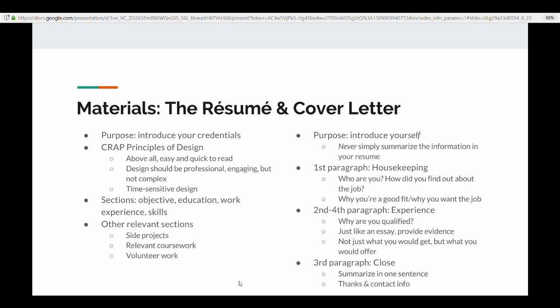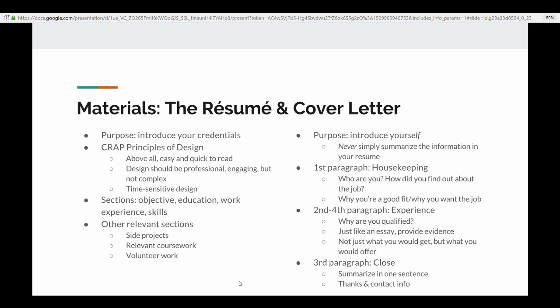So with the resume, one of the most important things, and I mentioned this at the beginning of this presentation, is design. Please, please, please keep in mind those CRAFT principles of design. So that's contrast, repetition, alignment, and proximity. Above all, your design shouldn't be complex. It shouldn't be newfangled. It should be easy, quick to read, professional, but it should be engaging.